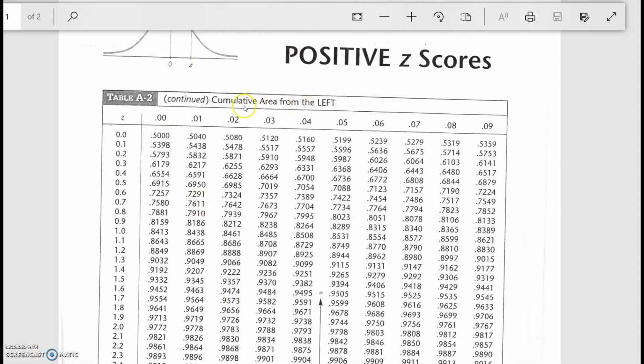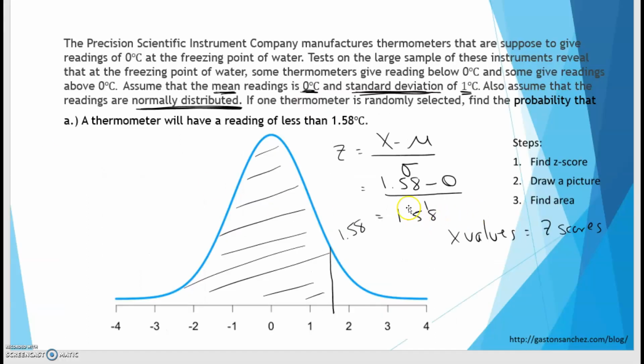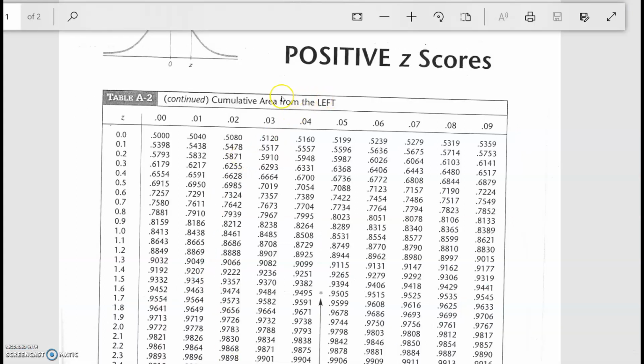Now notice this is the area to the left of the number that they gave us, or to the left of the z-score. Our z-score was 1.58. So this chart, if I go to 1.58, is going to give me the area to the left of that z-score, which is what we are looking for. So I need 1.58. So I need to go here first.